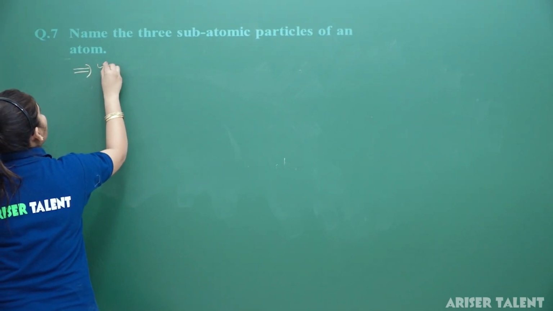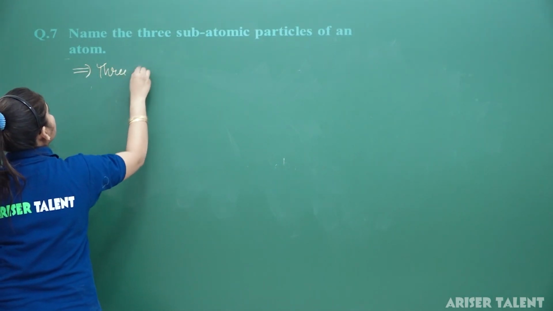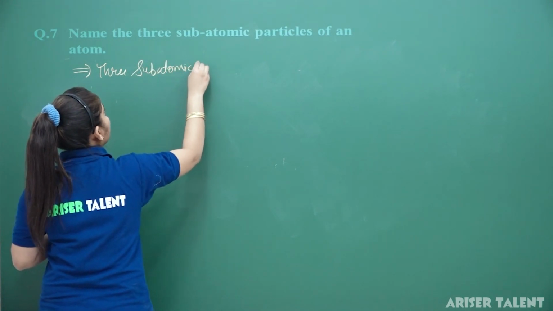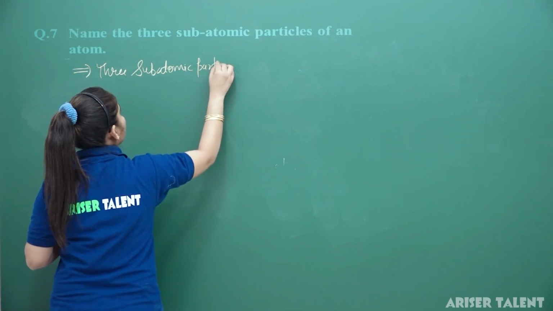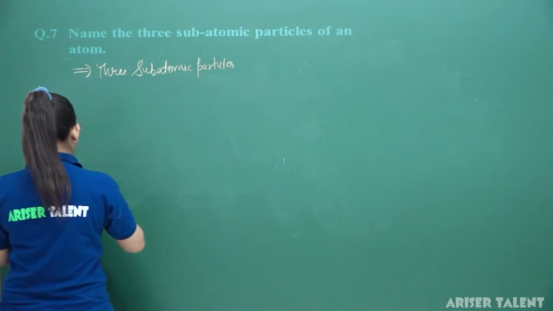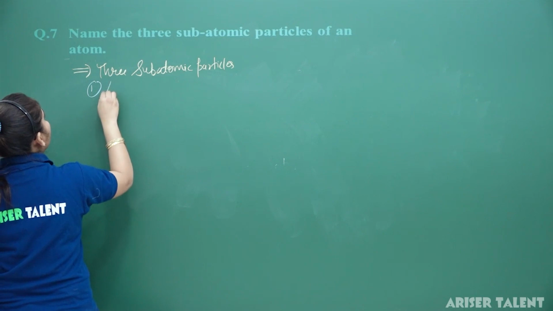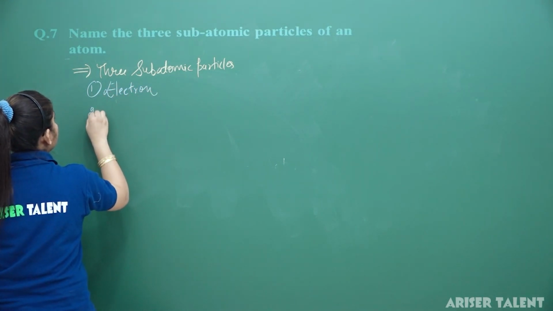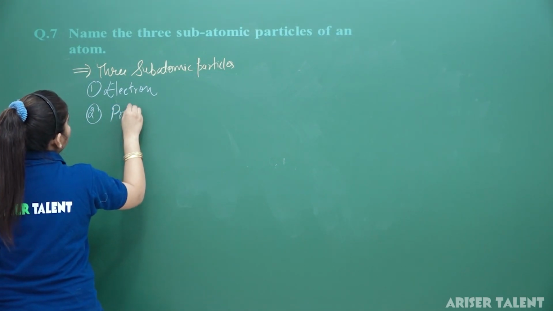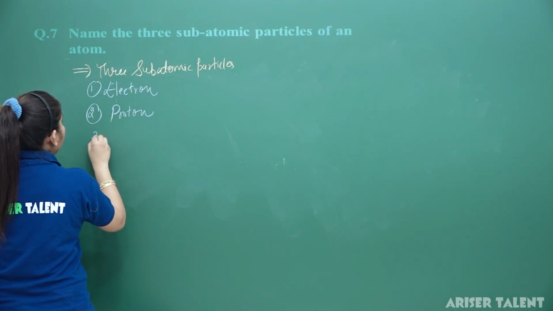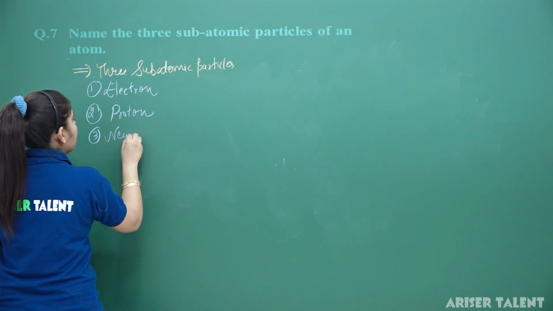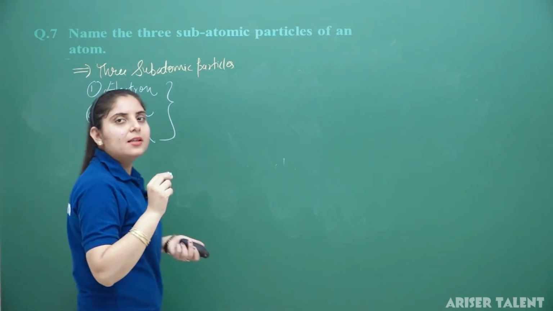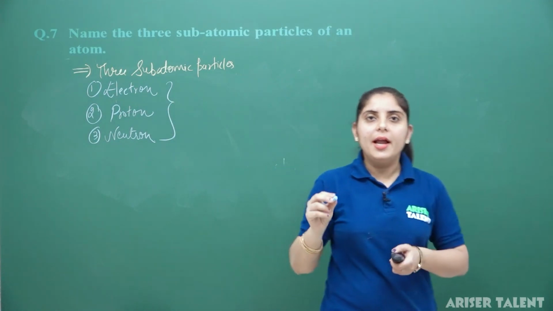We have 3 subatomic particles. So the 3 subatomic particles will be electron, proton and the third one is neutron. So these are basically the 3 subatomic particles of an atom.